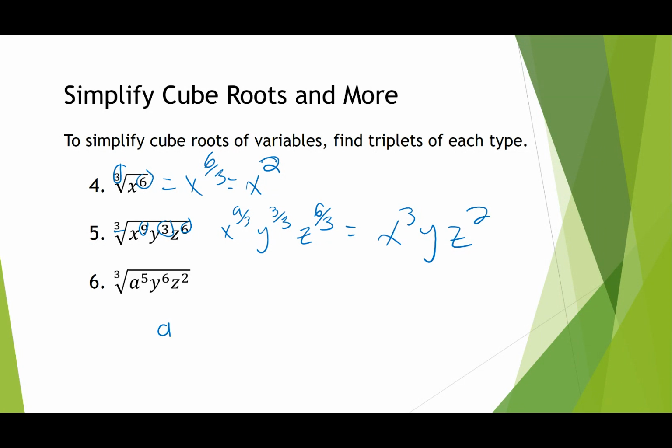Now this one, we have a to the 5 over 3. This would be y to the second because 6 divided by 3 is 2. And then z to the 2 over 3. And that's it. Okay, it's the same thing as what we did earlier. It'll just have those exponents as rational numbers, fractions, and that's fine.